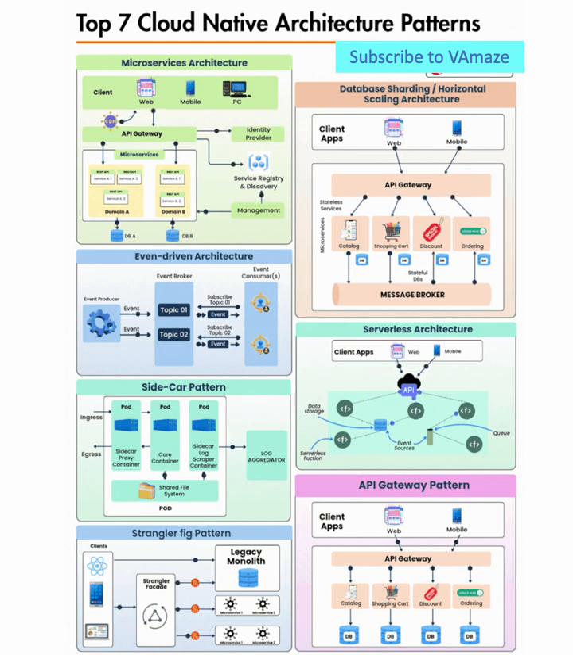Pattern 7, API Gateway Pattern, the Traffic Control Center. The challenge: client applications need to interact with multiple microservices, leading to complex client-side logic, multiple network calls, and exposure of internal service details. The solution: the API Gateway Pattern provides a single entry point that aggregates requests to multiple backend services. The diagram shows the gateway handling routing, authentication, rate limiting, and request response transformation.